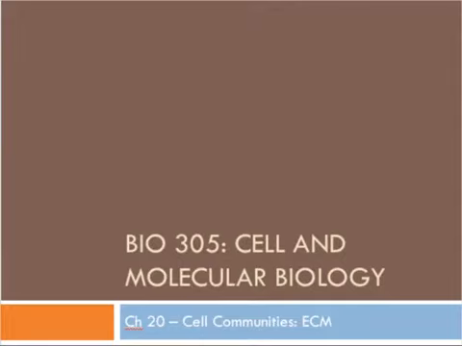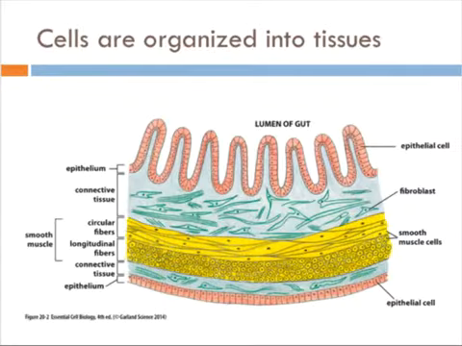The last thing that we're going to do here is we're going to talk about how cells interact with each other and sort of form communities of cells. So cells are generally going to be organized into tissues. If we're talking about a multicellular organism, then there's going to have to be some type of organization into some type of tissue. Humans have 4 types of tissues. We've got nervous tissue, muscle tissue, epithelial tissue, and connective tissue.